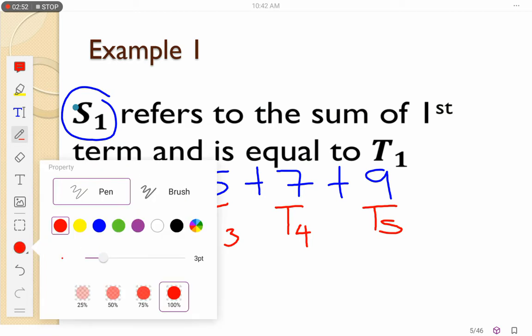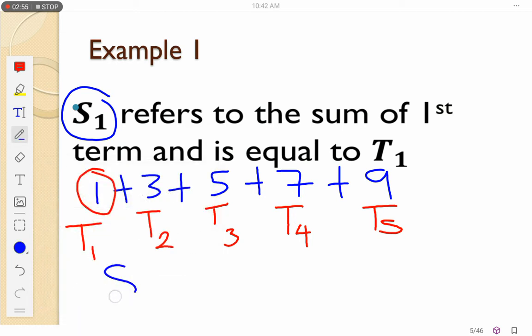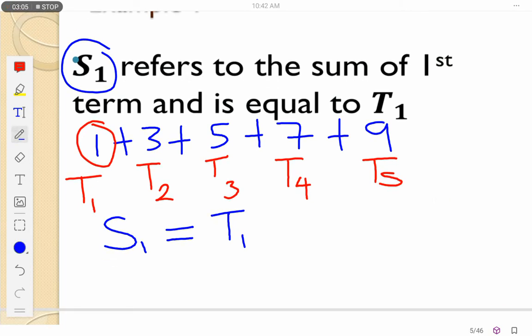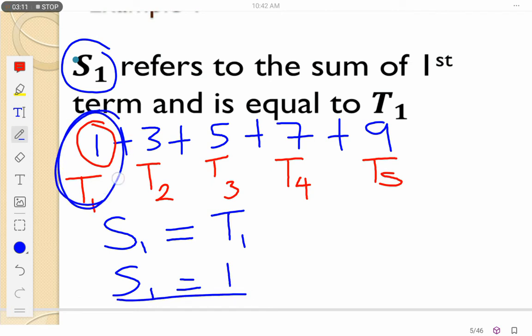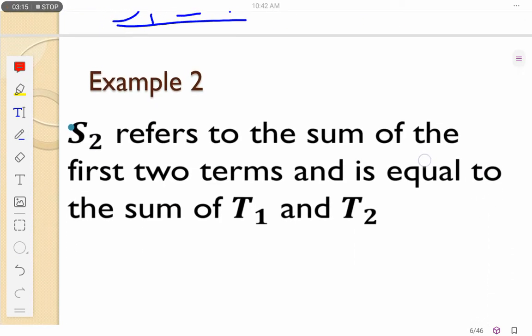Now, going back to our S1. S1 is equal to the summation of the first term. Because it's 1, we will have our summation of one term being equal to 1. That's the one that we are referring to. Okay, let's have another example.